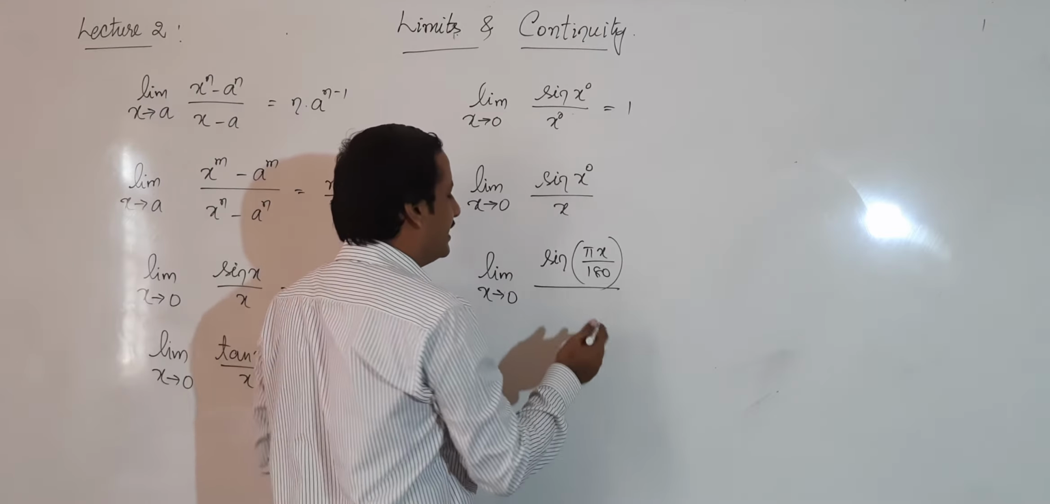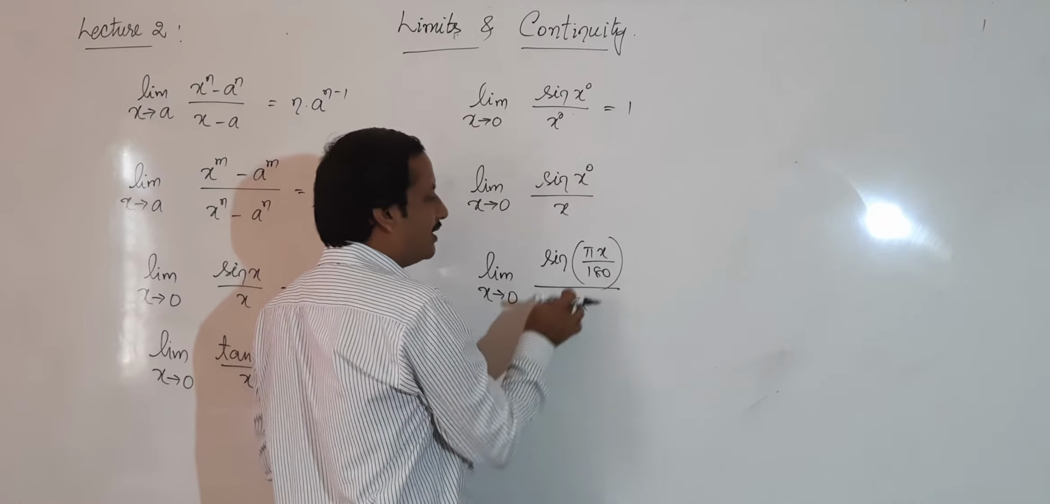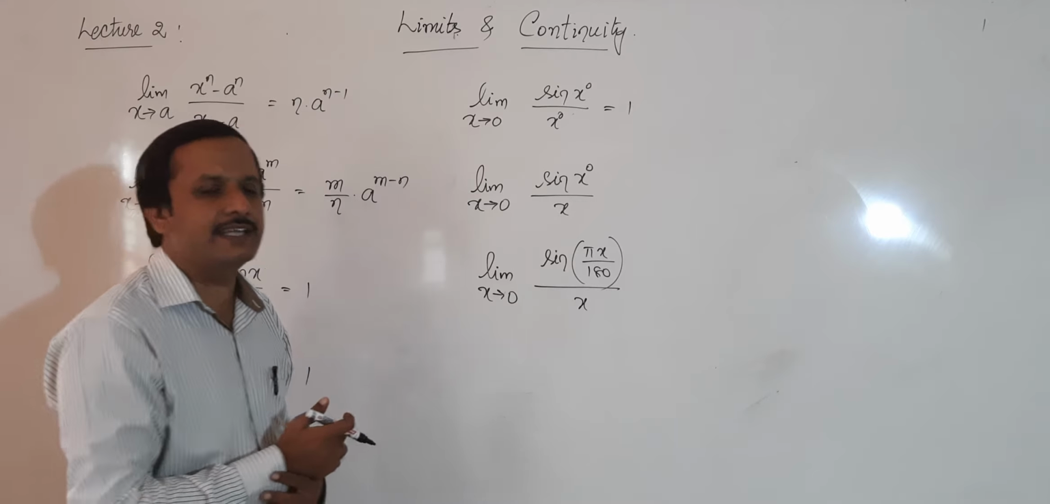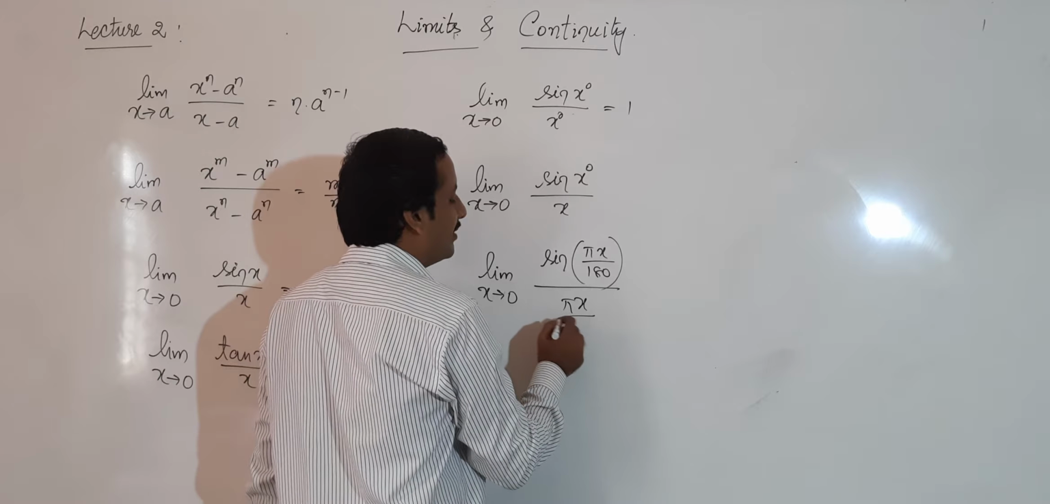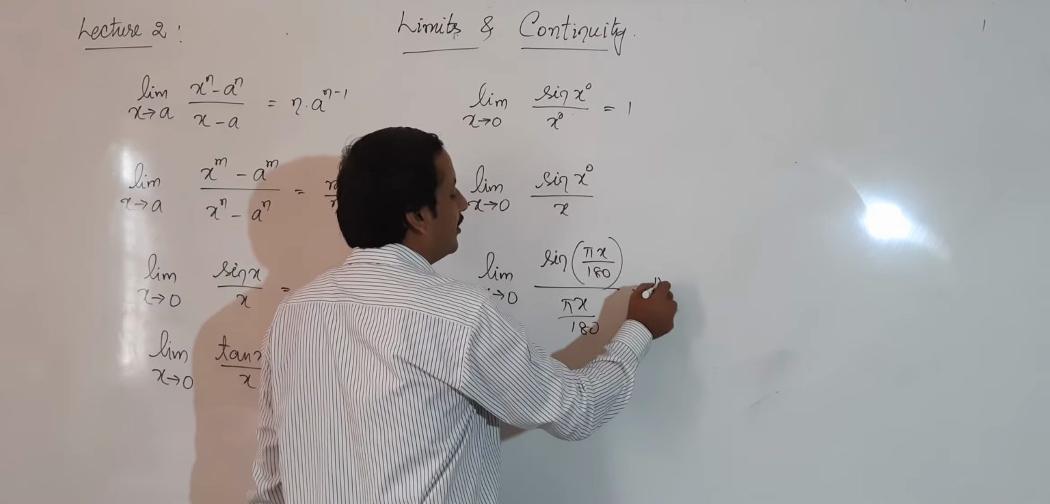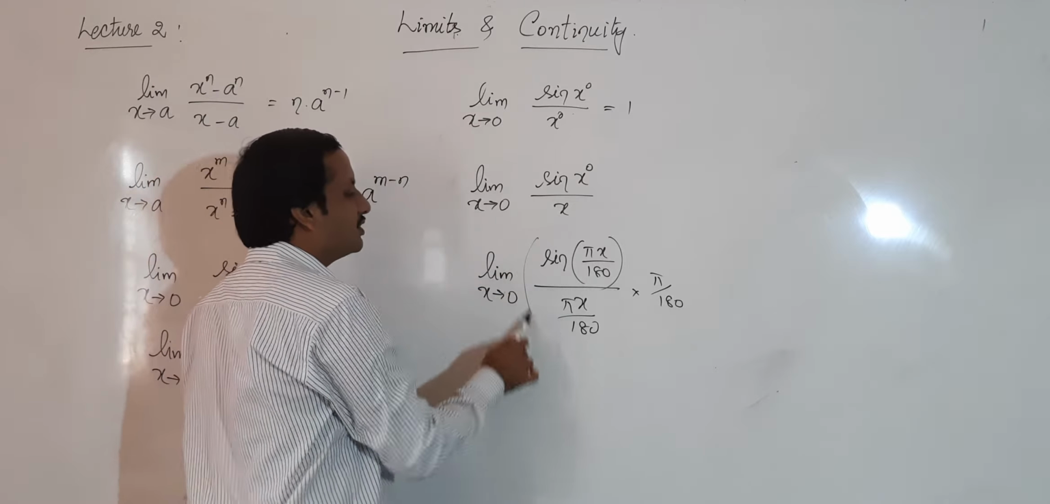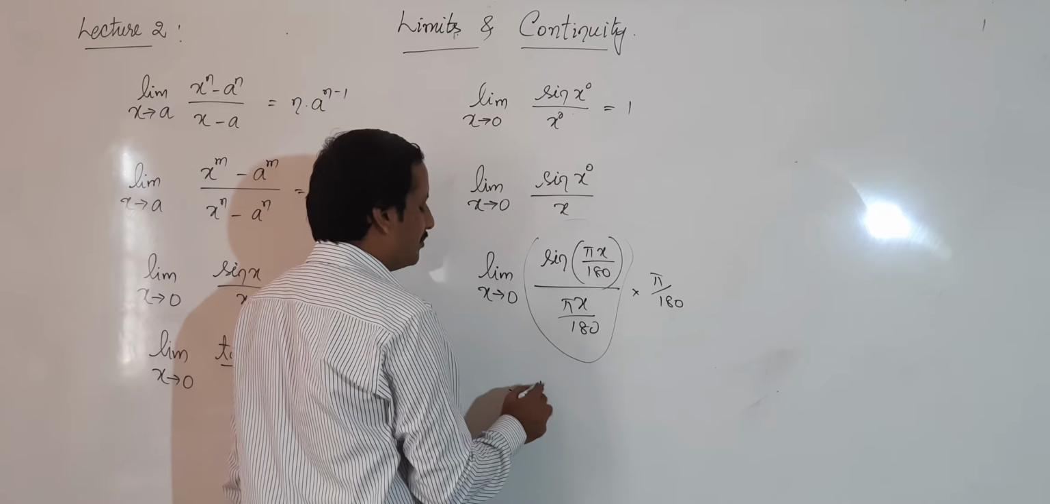So we get pi x by 180 divided by x. Here we have pi x by 180 in the numerator, so you prefer pi x by 180 in the denominator. So multiply and divide by that, pi x by 180 into pi by 180. I have multiplied and divided by pi by 180. Now as x tends to 0, this will become 1. So the answer is pi divided by 180.